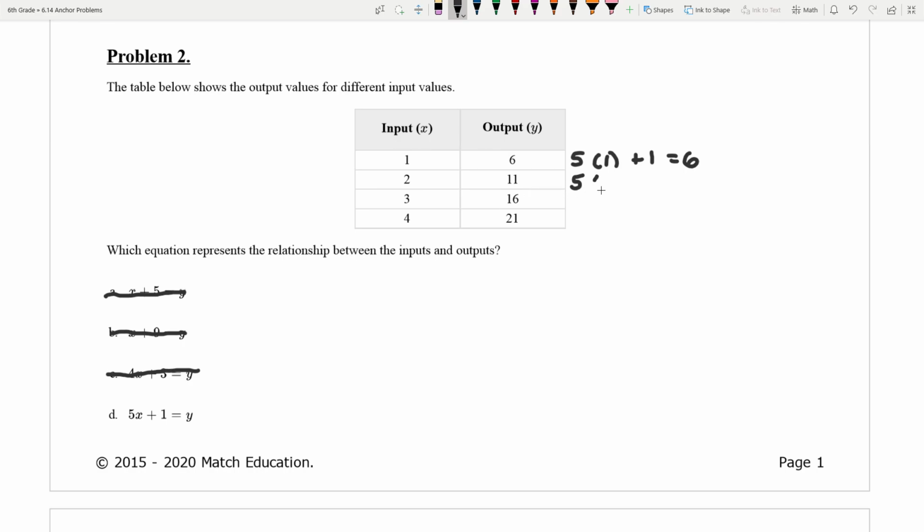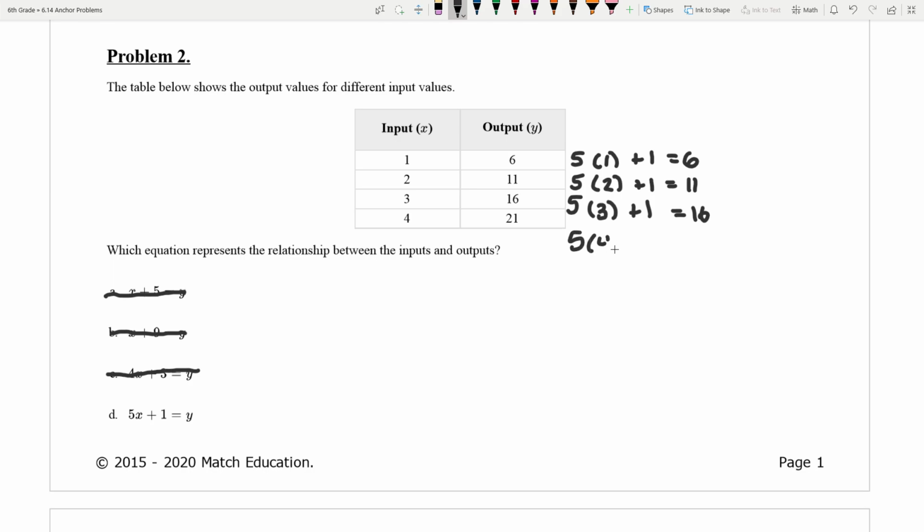5 times the input of 2 plus 1, does that equal 11? 5 times 2 is 10, plus 1 is 11. Seems to work for the first two. Let's just double check the next couple. 5 times 3 plus 1, that's 15, plus 1 is 16, so that works.